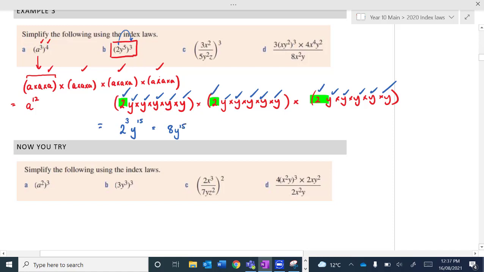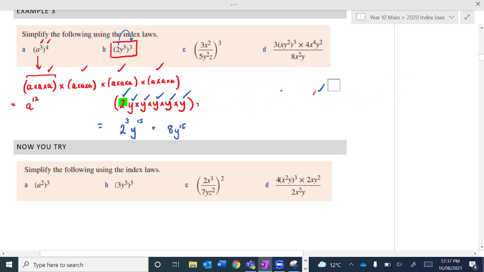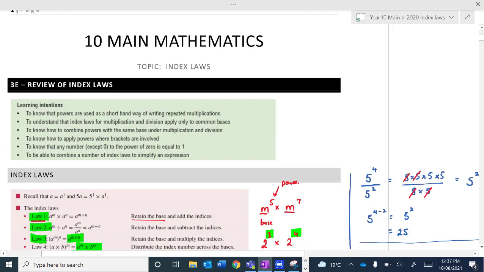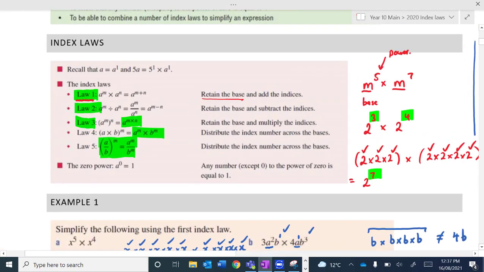Okay, I'm going to need to rub some of that off, and so I will. And as you can see, let's do C here. Now, what are we doing with this one? So if we go back over here, we're looking at our laws, and we've done adding powers when we're multiplying with the same base. When we're dividing with the same base, we're subtracting the powers. When we have in brackets, we multiply the powers.